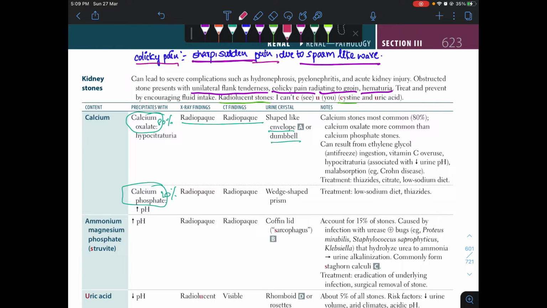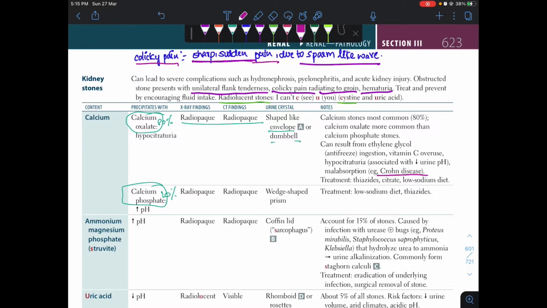In these people, there will be a normal serum level of calcium, but there will be calcium stones. And other causes include ingestion of ethylene glycol, which is an antifreeze. It can be ingested intentionally or without knowing. And vitamin C overuse can also cause calcium stones.